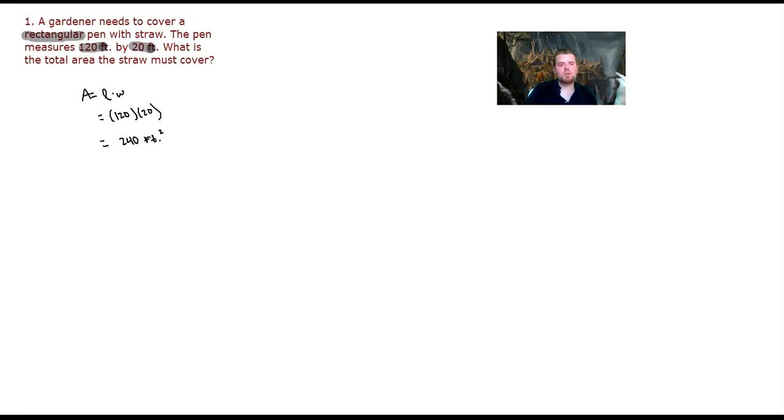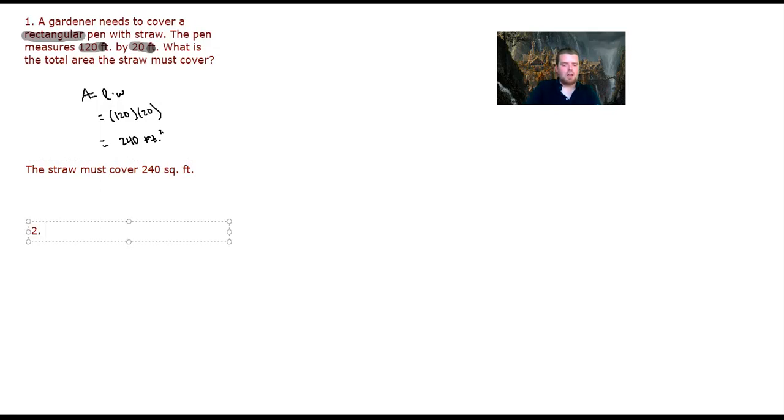Now, you guys are going to be doing this as multiple choice, so of course this is irrelevant, but if it was a free response, remember, anytime you're given a word problem, you want to answer in words. You want to have a complete sentence. It doesn't need to be a long sentence, but just a complete one, something like: the straw must cover 2400 square feet. That's all you've got to put. Okay.